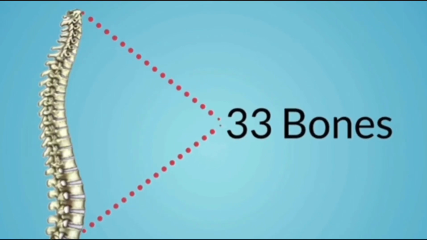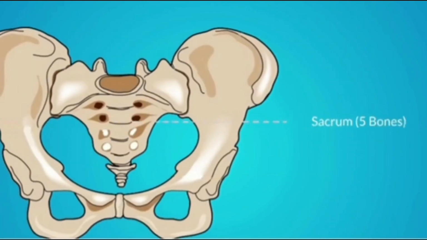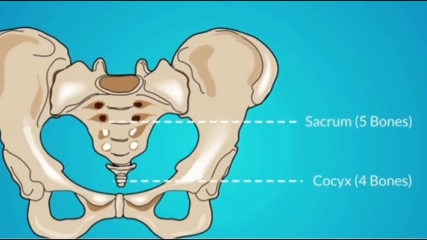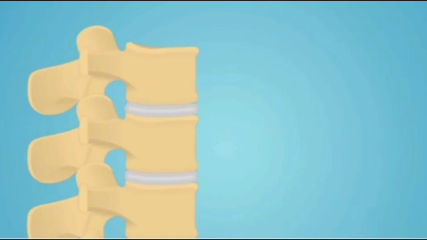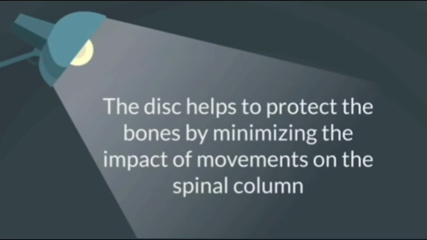The spinal column is made of 32 bones known as vertebrae stuck into each other. Accordingly, the column includes 7 bones in the cervical spine, followed by 12 bones in the thoracic spine and 5 in the lumbar spine, followed by 5 fused vertebrae in the sacrum and 4 fused vertebrae in the coccyx at the base. Each vertebra is separated from the adjacent vertebra and cushioned by an intervertebral disc. The disc helps to protect the bones by minimizing the impact of movements on the spinal column.